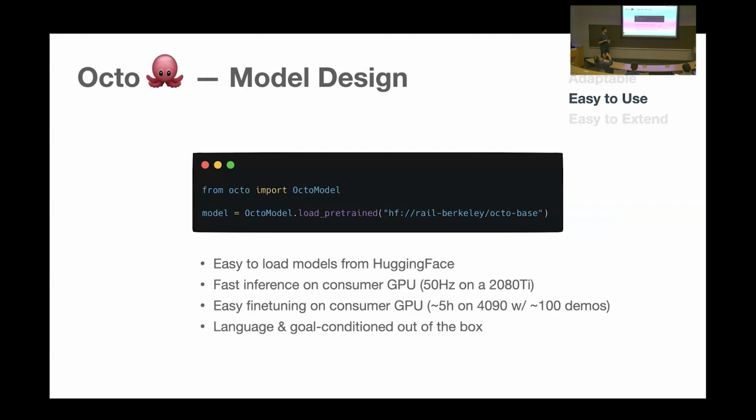And as I mentioned, they're language and goal conditioned out of the box, so you can choose whether you want to condition on a language instruction or you want to condition on a goal image that your robot's supposed to follow. Usually goals work better because it's a bit of an easier task. You're giving the robot a very low-level grounded target to reach rather than an abstract language instruction.